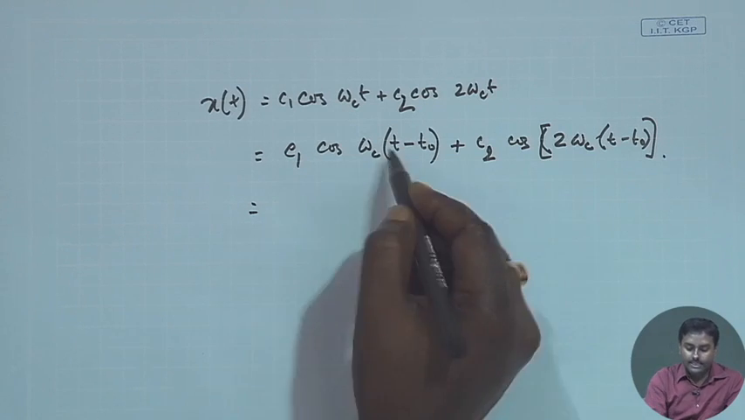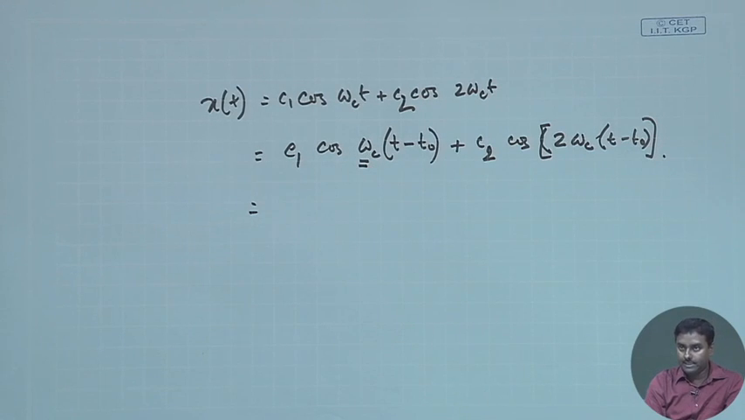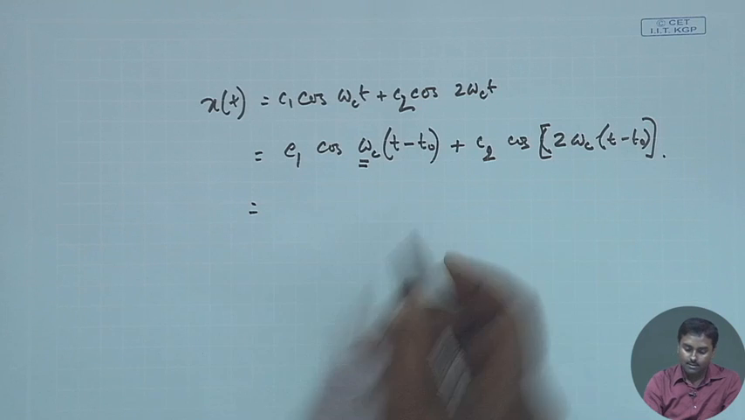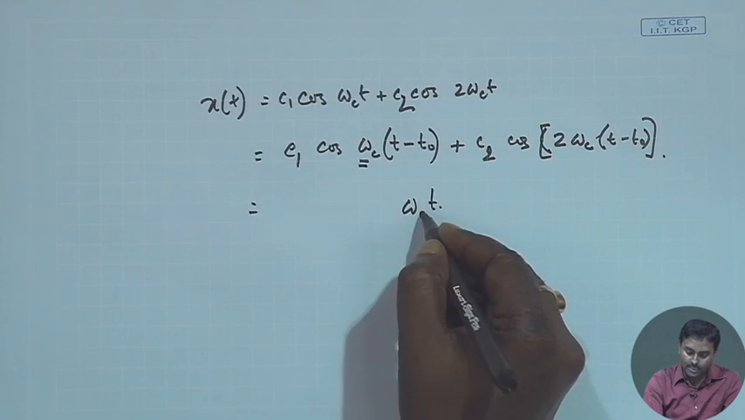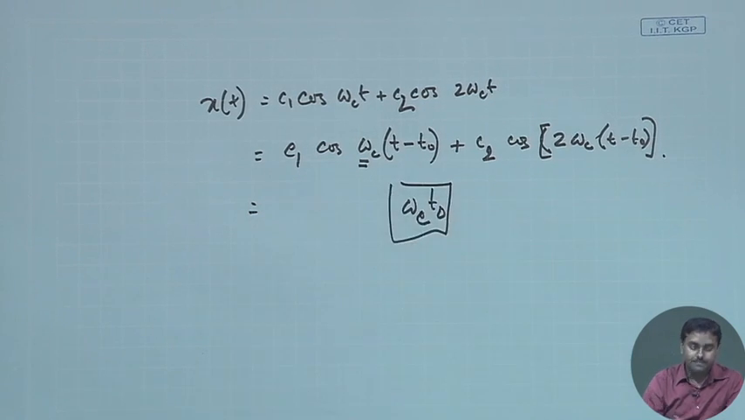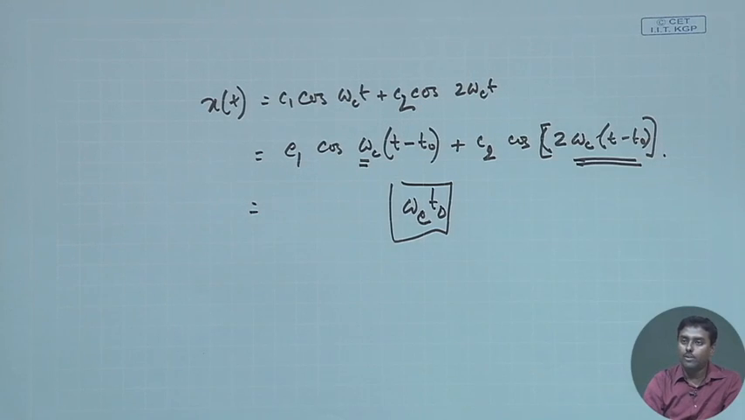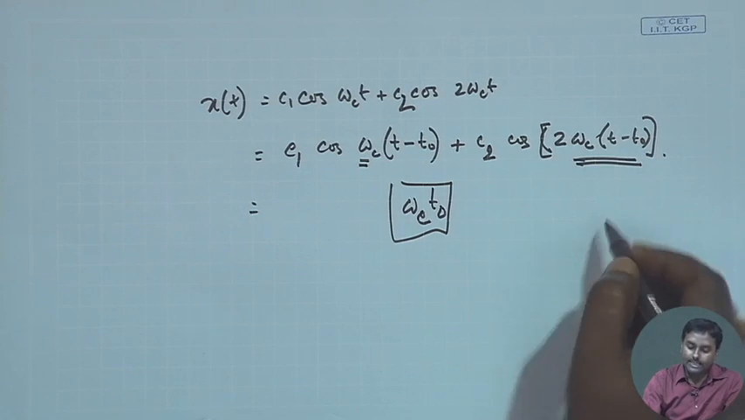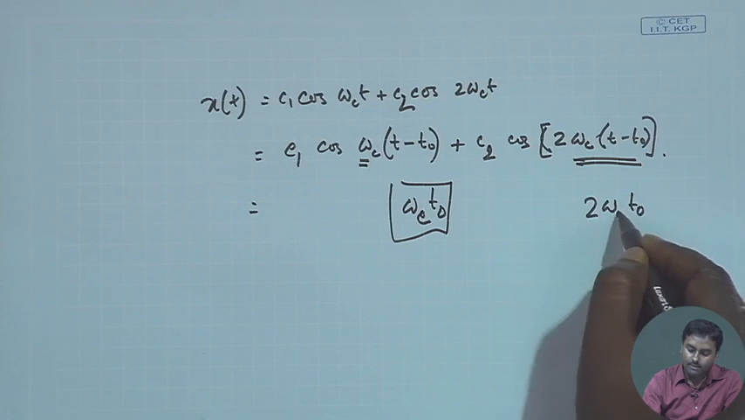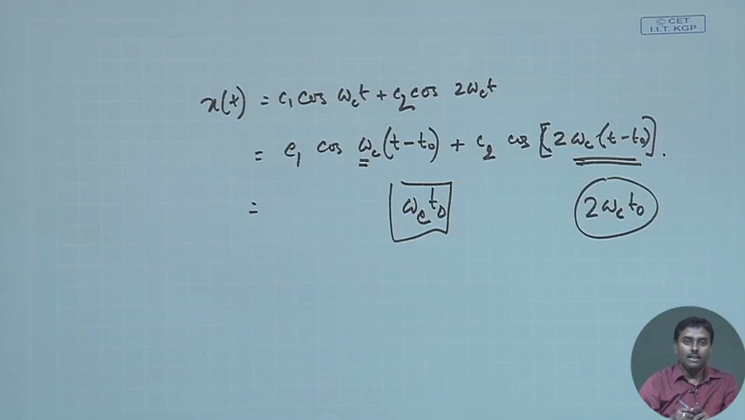So if I have that, then what is happening? This particular frequency component, cos omega_c t, how much overall delay is it getting? Omega_c t0. And this frequency component, how much is it getting? It is getting 2 omega_c t0, right. Different frequency components will get different overall delay. So that is the overall delay they are getting, and the sinusoid will be delayed by this much amount.